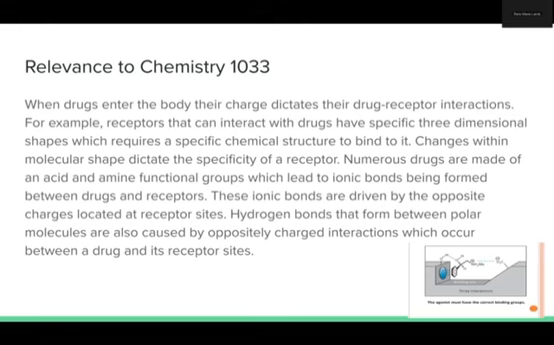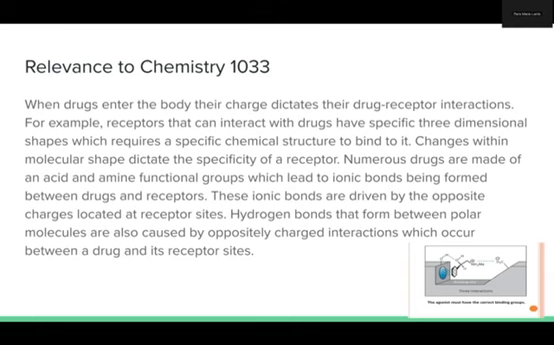When drugs enter the body, their charge dictates their drug receptor interactions. For example, receptors that can interact with drugs have specific three-dimensional shapes, which require a specific chemical structure to bind to it. Changes within the molecular shape dictate the specificity of a receptor. Numerous drugs are made of an acid and an amine functional group, which leads to the ionic bonds being formed between drugs and receptors. These ionic bonds are driven by the opposite charges located at receptor sites.